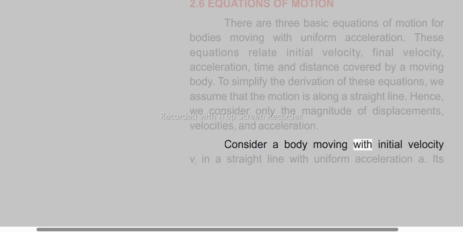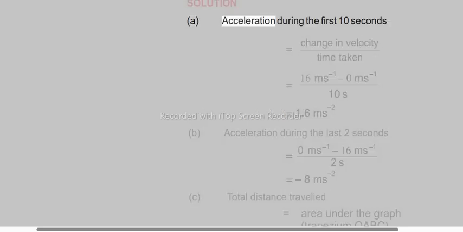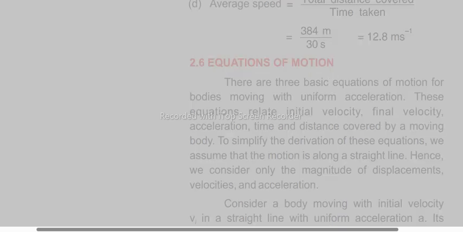Consider a body moving with initial velocity v_i in a straight line with uniform acceleration a. Solution: A. Acceleration during the first 10 seconds. B. Deceleration during the last 2 seconds. C. Total distance traveled equals the area under the graph, trapezium OABC. D. Average speed.